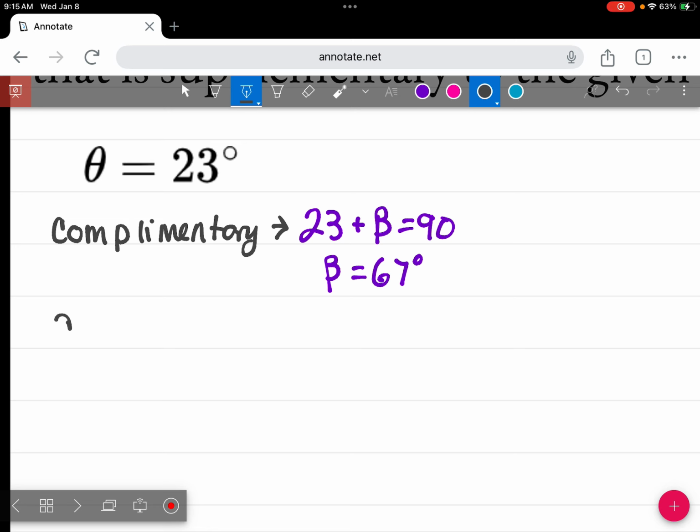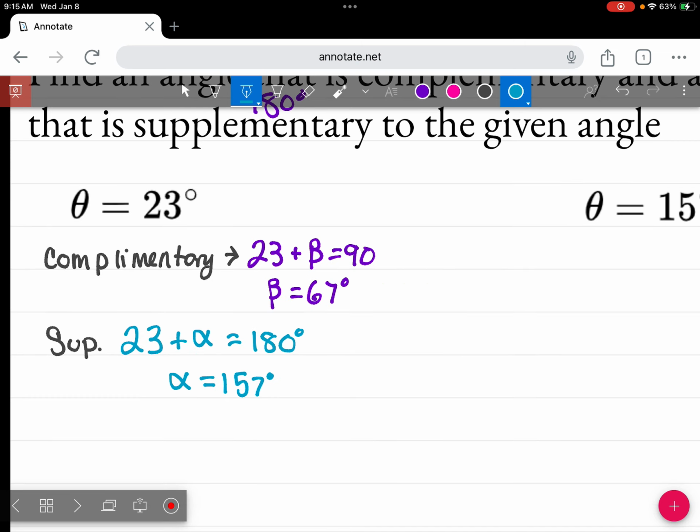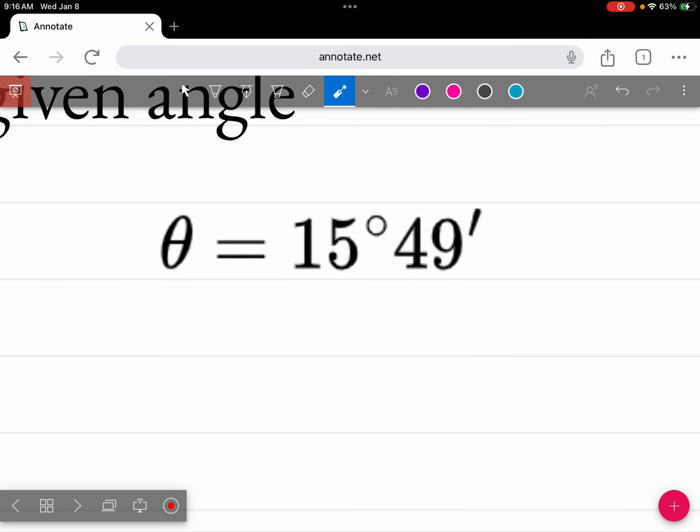How about our supplementary? Because we're looking for our 23 plus what? I'm going to give it a different letter, so I'm going to call it alpha, is our 180 degrees. That's what makes it supplementary. So that angle is going to need to be 157. That gives us a supplementary. That's the way we did them in geometry. Sometimes we're going to get them when they've got our degrees, minutes, seconds stuff. This is when it helps sometimes to write them in that improperly simplified way. We did it yesterday when we were talking about 90 degrees with our degrees, minutes, seconds.